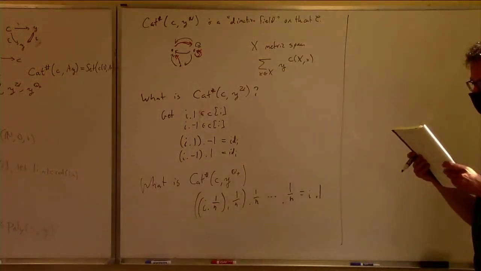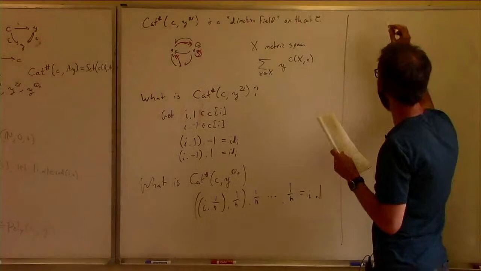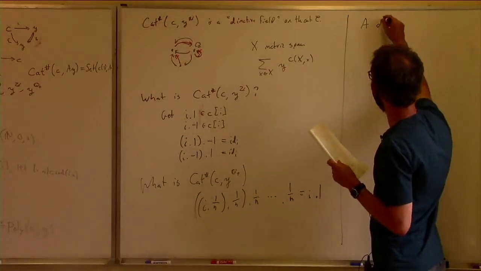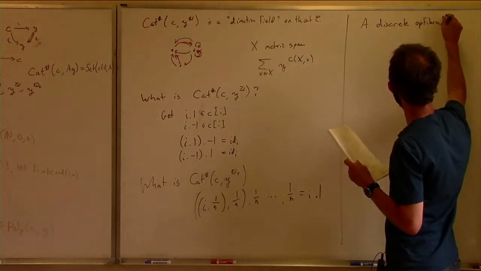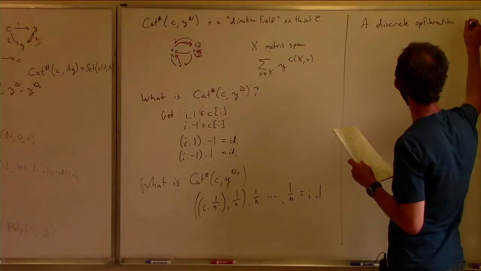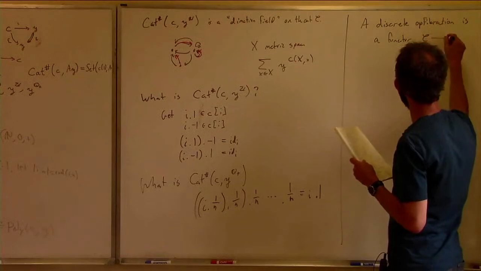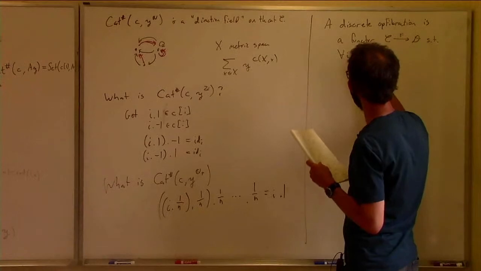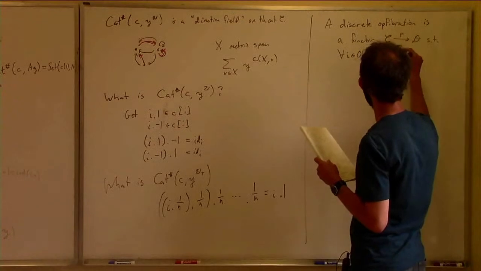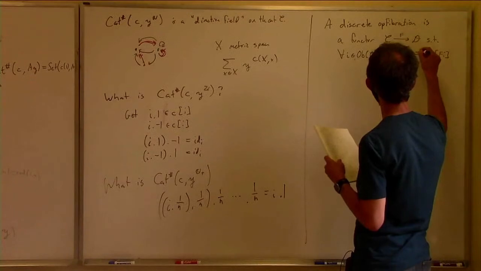Okay, let's see. Wow. Discrete op fibrations. A discrete op fibration, it's a long word with an easy definition, is a functor C to D such that for all I objects of C, the map C bracket I to D bracket F of I is a bijection.